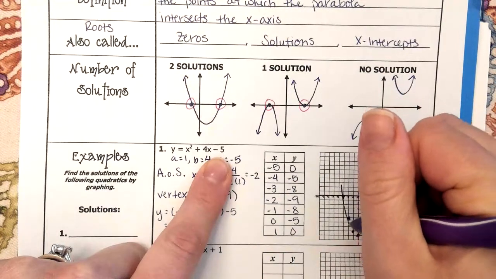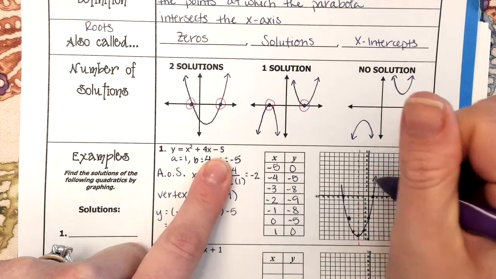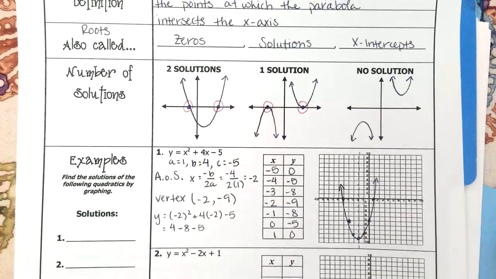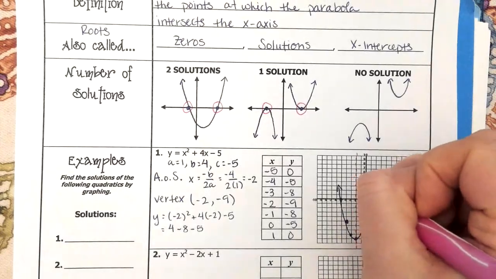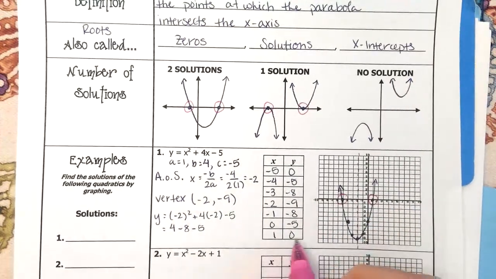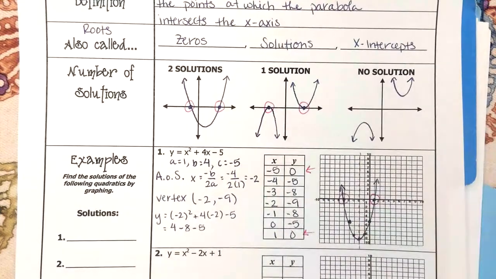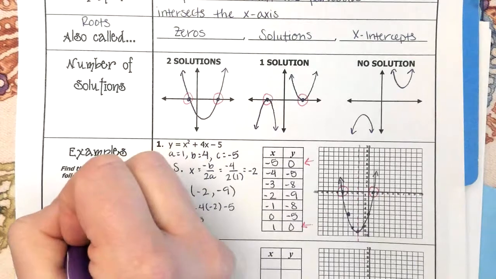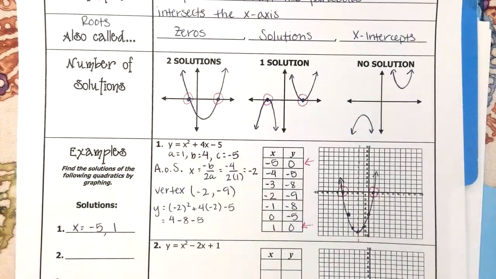So then I connect the dots, get my nice smooth parabola. Remember, no points. This isn't a V. This is more of a U. And then my solutions are my x-intercepts. You can also see them in the table. They're the x values when y is 0. So over here, I'm going to say in number 1, my solutions, x can be negative 5 or positive 1.